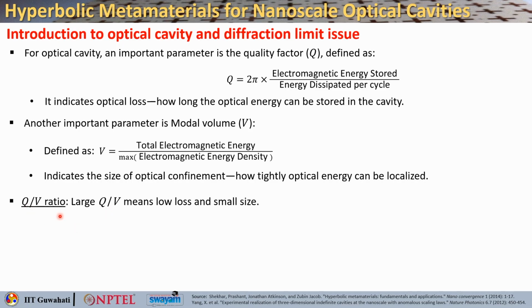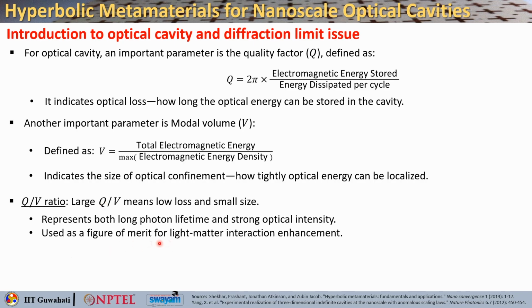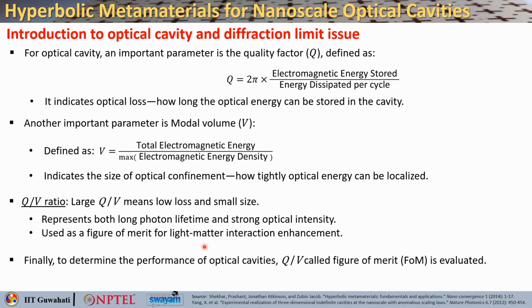So, the Q by V ratio. When you have a large Q by V, that means you have low loss and small size. That is a good thing because it also represents long photon lifetime and strong optical intensity, and therefore you can use Q by V as the figure of merit for the enhancement of light matter interaction. So, this is a better figure of merit that could quantify the enhancement in light matter interaction.